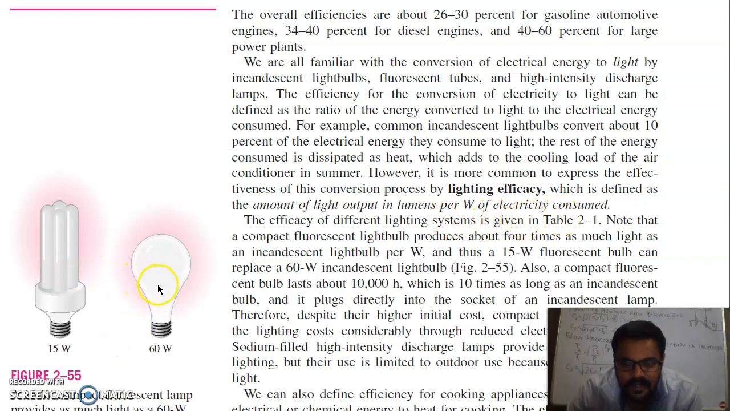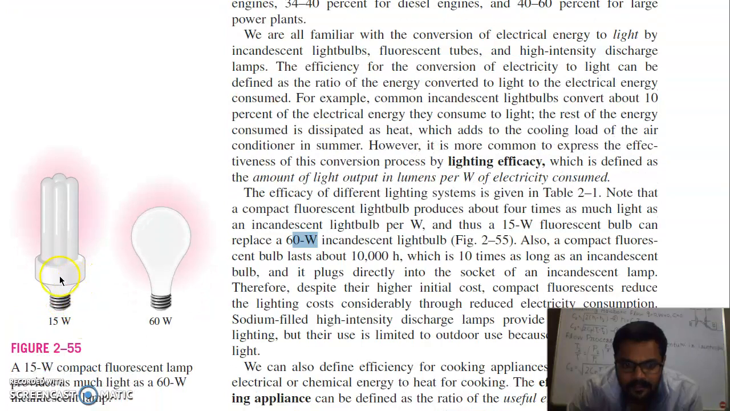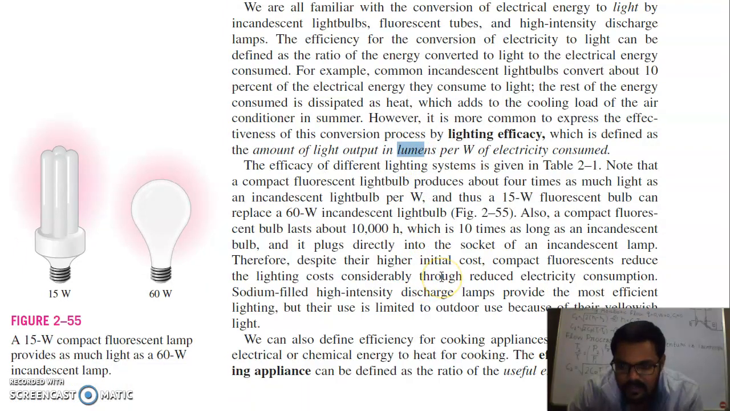The purpose of an electric bulb is to convert electrical energy into light. So how much of that energy is converted? Suppose 60 watt is the input. How much of that 60 watt is converted into light? A 50 watt bulb is more efficient as compared to a 60 watt one, and its lifetime is also more. The unit of light is the lumen. So this is the case for lighting.